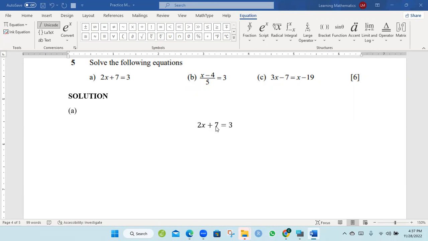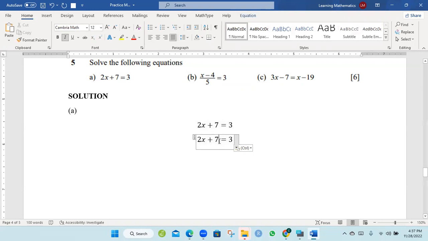We have to cancel out 7 and we have to cancel out 2. It is easier to cancel out the number furthest away from the letter first. So the number we're going to cancel out first is the 7. To cancel out a plus 7, we subtract 7. If we subtract 7 on the left, we have to subtract 7 on the right. So we are left with only 2x on the left. And 3 subtract 7 will give us -4.